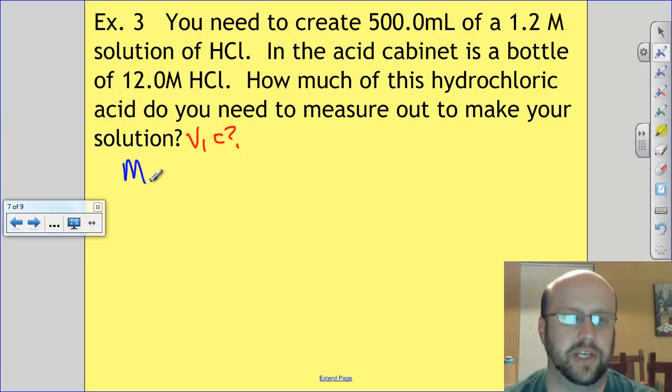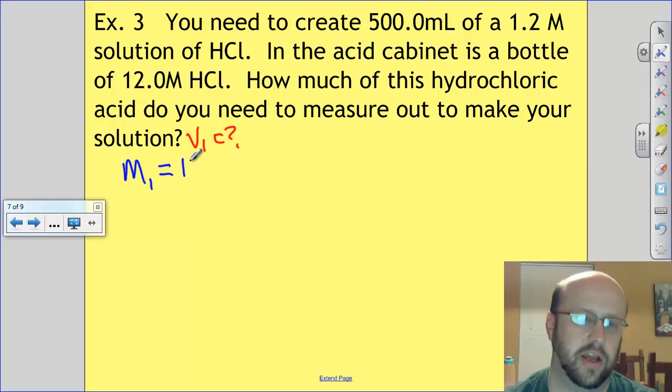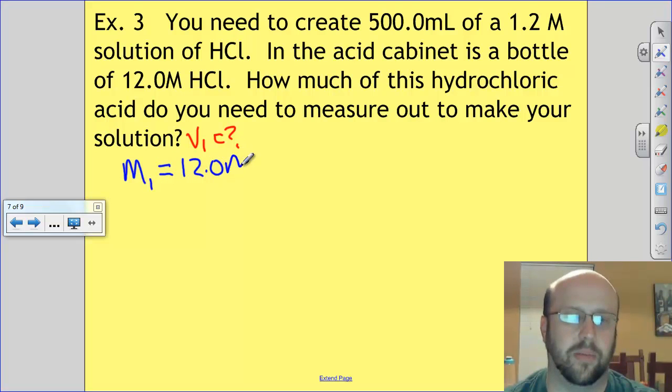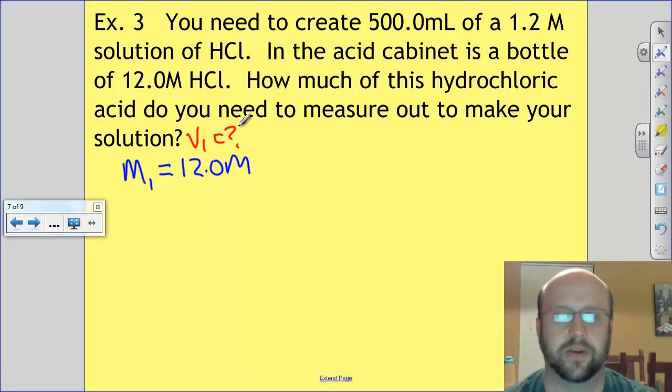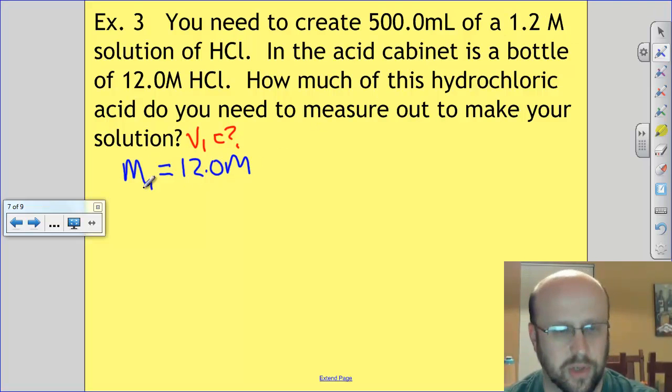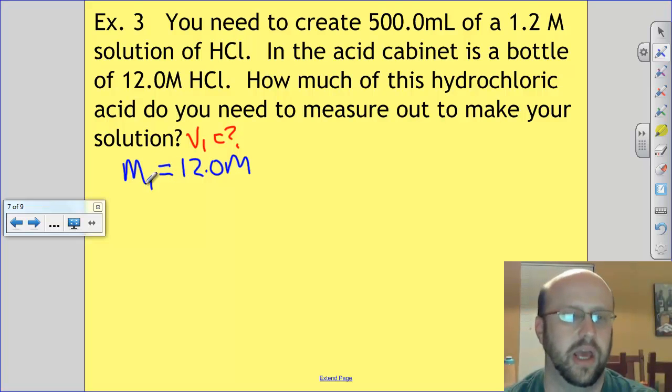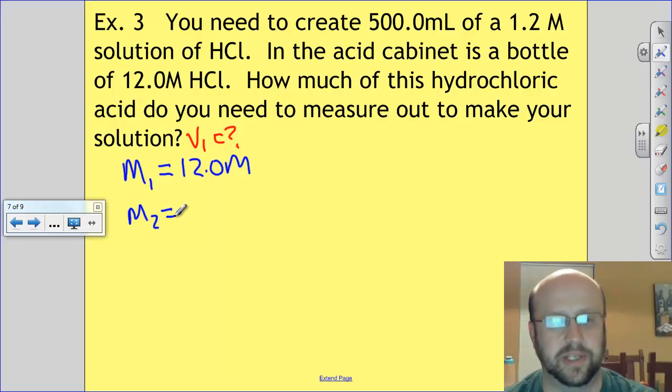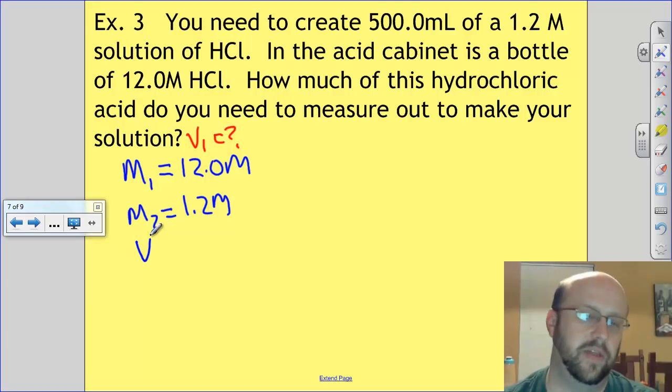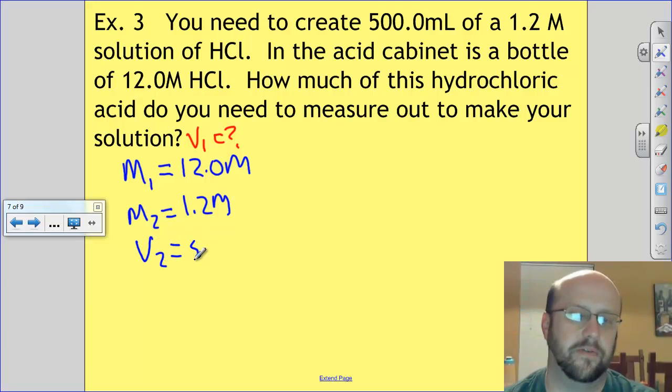The only difference is that standard convention says that 1 is always the stock. So normally in a gas law problem, I would take whatever the first numbers were and make those 1. In a dilution problem, I would look at it and say the stock solution is 1. So V1 is what I'm looking for. How much stock do I need? M1 is the higher concentration always. Okay? Now, that being said, M2, pretty easy to find, 1.2 molar. And then the V2 is 500 milliliters.